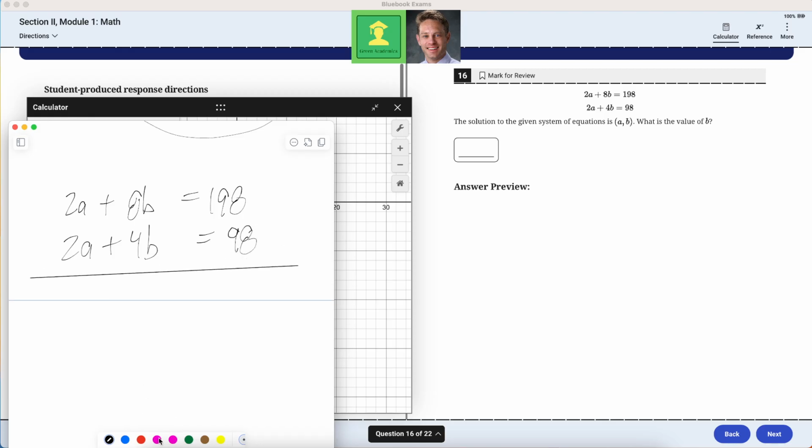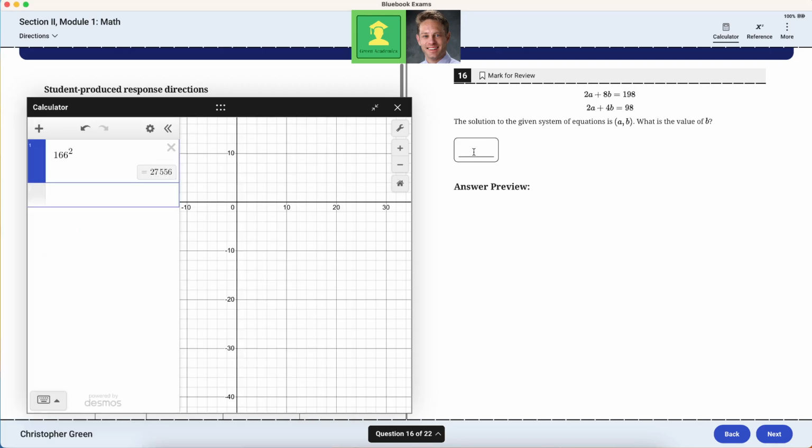Now, subtracting the bottom from the top, some people like to think of it as -1 times, and then you add them. That's, of course, the same thing. I think of it as simply subtracting in place. So this cancels out to nothing, and this gives you 4b equals 100. So b itself is 25. It works out to be a nice, neat number in this case.